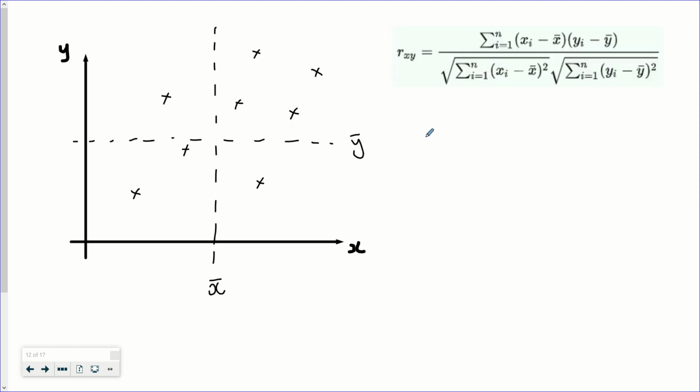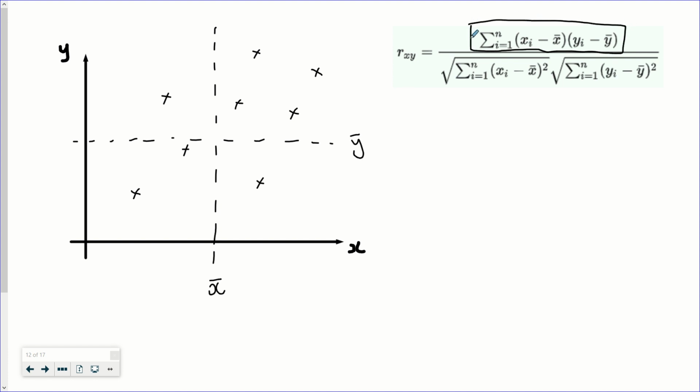Well, we don't actually need to be able to calculate this PMCC because we're always going to use our calculators in the exam. But I think it's useful to have a look at the formula and work out why it's 1 for strong positive and -1 for strong negative. So we're going to ignore the denominator for a while, and we're just going to look at this numerator.